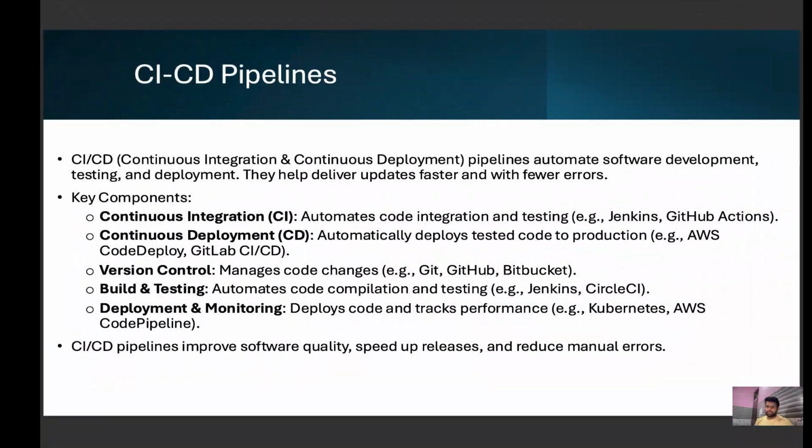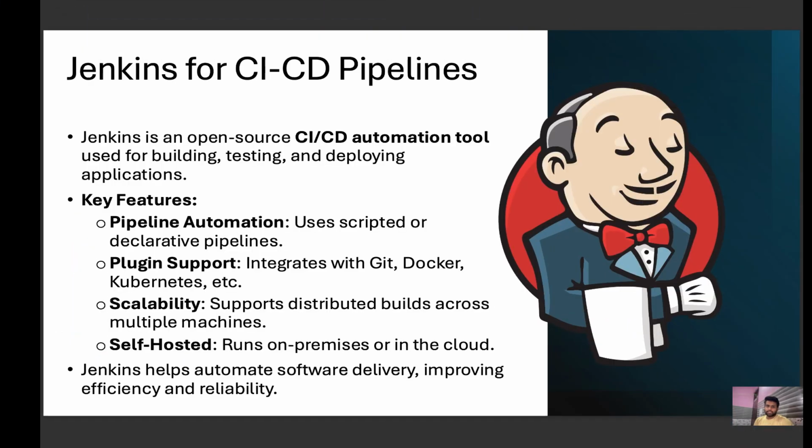So Jenkins for CI/CD pipeline. Jenkins is an open source CI/CD automation tool used for building, testing, and deploying the application. A key feature of Jenkins is pipeline automation. It supports a wide variety of plugins that you can install into the Jenkins server, like Git, Docker, Kubernetes, and other types of plugins that are available. And it uses pipeline automation.